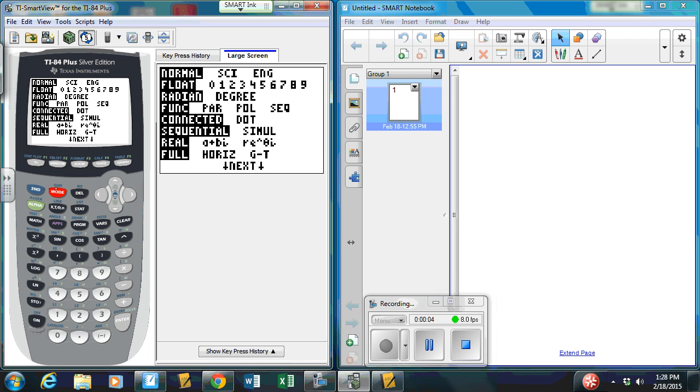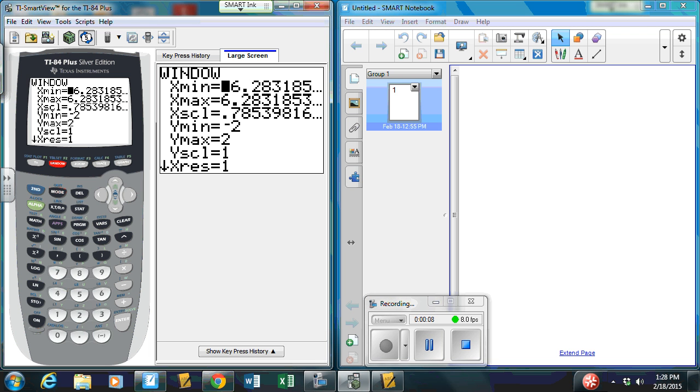Calculator, make sure your mode is radian mode. And then I want to make sure you have this window right here. This window is negative 2 pi to positive 2 pi, and the x scale is 5/4. And y min is negative 2, y max is positive 2, y scale is 1. Make sure you have that window. 5/4 for the x scale.